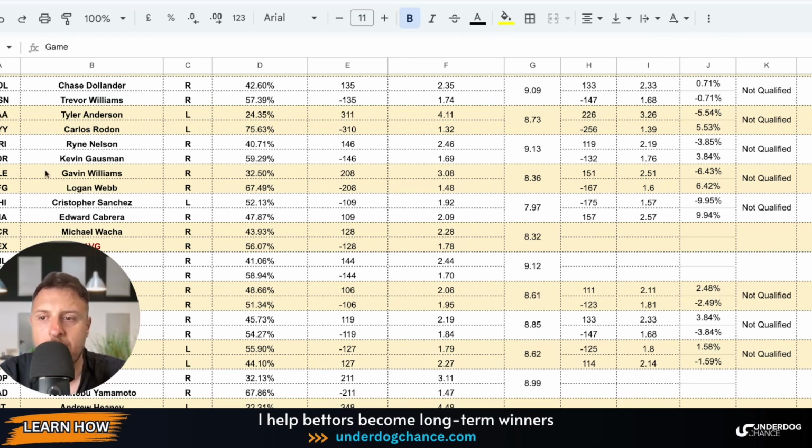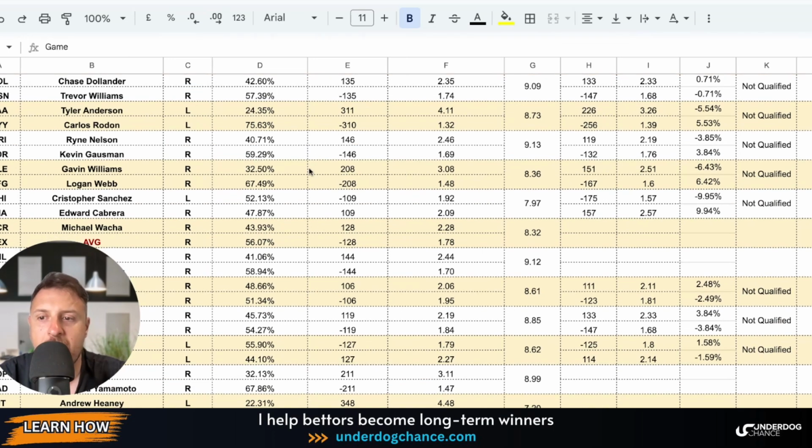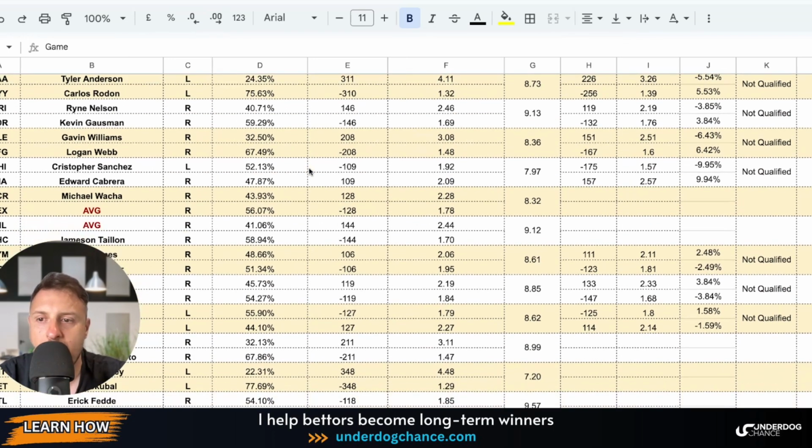There is some value. Cleveland, San Francisco Giants, Gavin Williams, Logan Webb, two right-handed pitchers. I have Logan Webb and San Francisco at minus 208 or 1.48. Bookmakers 1.6. I think there is a value with San Francisco Giants. Again, if I need to pick any team here, I would go with San Francisco.